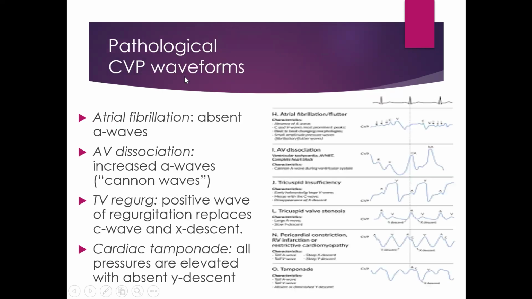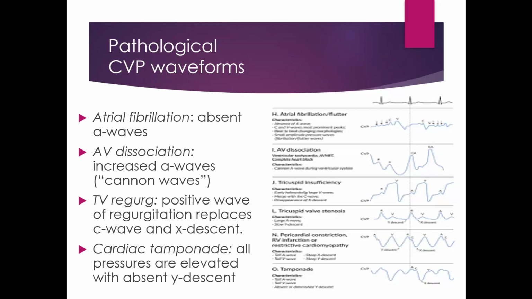Okay, so we have pathological CVP waveforms. In atrial fibrillation, the A waves will be absent. And you'll see cannon waves, which are increased, exaggerated A waves, during atrioventricular dissociation. When you have tricuspid regurgitation, you'll see a positive wave of regurgitation replacing your C wave and your X descent.